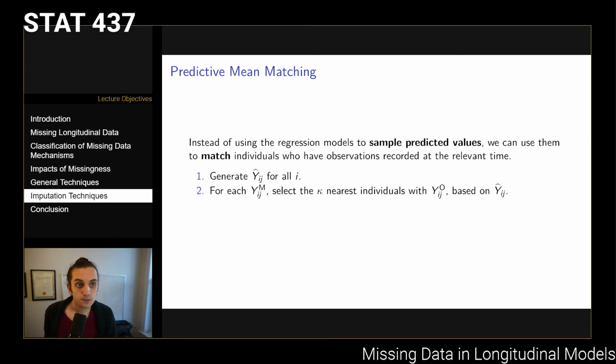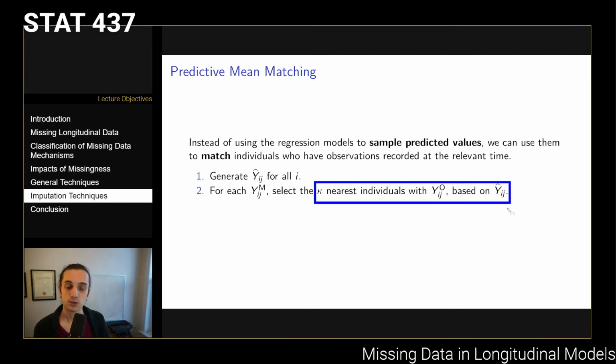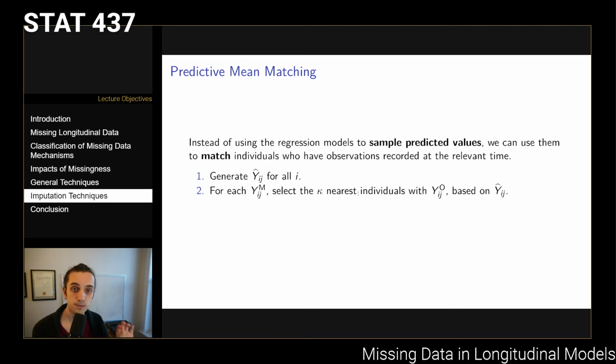And then for every individual that's missing, we're going to take the kappa nearest individuals who had observed values. And when we say kappa nearest individuals, what we mean is we're predicting the value for all of the people, whether they were observed or not, right? Then we look at the observed people and ask which are the closest individuals to this missing prediction. So if you predict that an individual's yij hat is 0.65, right?